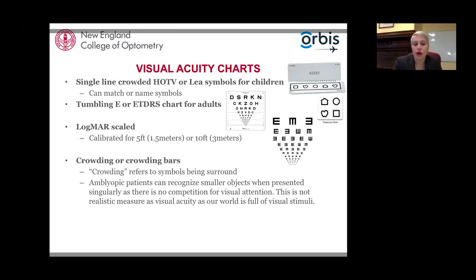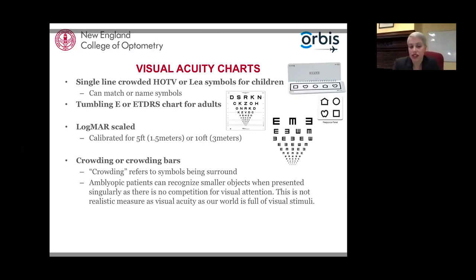Here we have a few pictures. Up the top there we have a Lea chart, so Lea symbols. You can see that there is a box around them, so if you are showing a single line acuity chart, make sure that they have crowding or crowding bars. That box is referred to as crowding bars. You can see the two charts there, the tumbling E and the Snellen chart. Both of them have the full chart, so they've got other symbols all the way around them, and again that allows us to introduce that crowding.